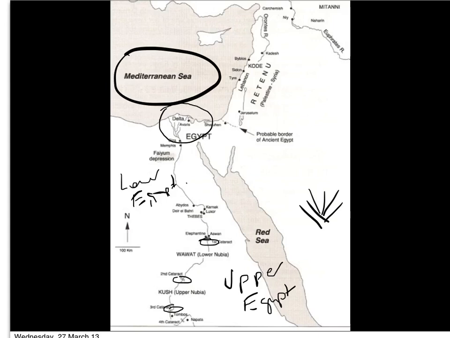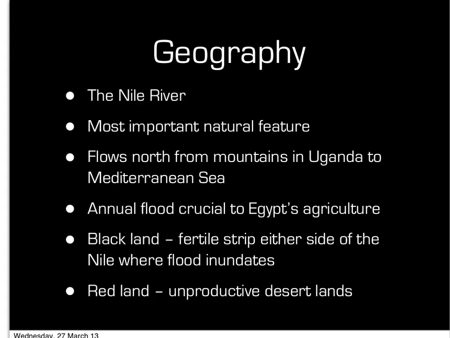You've got the Red Sea over to the right, but the river here, it flows to the north, and it's most significant for the Egyptians because it was the lifeblood of their society. So when we have a look at it, we're going to look at the Nile River, which is the most important feature. Without the Nile River, the Egyptian society wouldn't have been what it was.